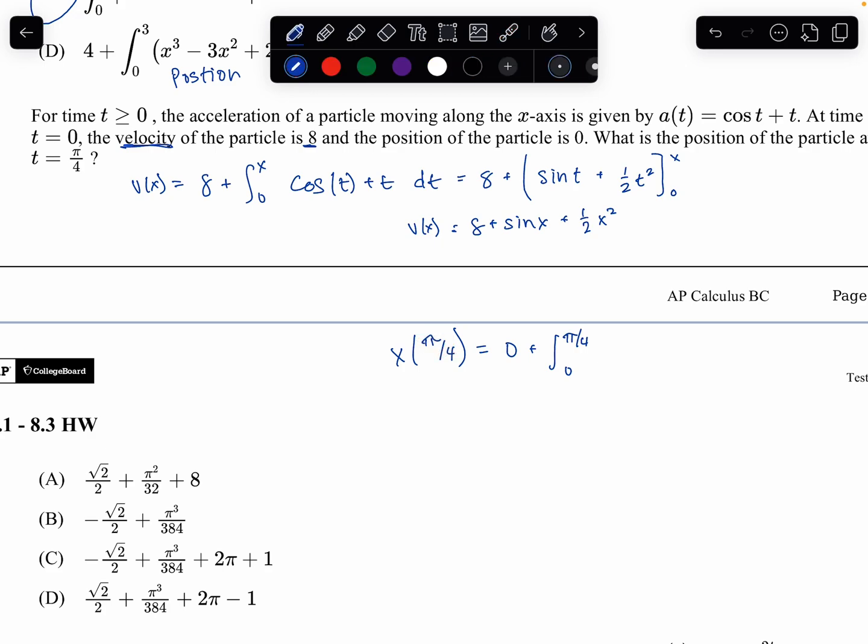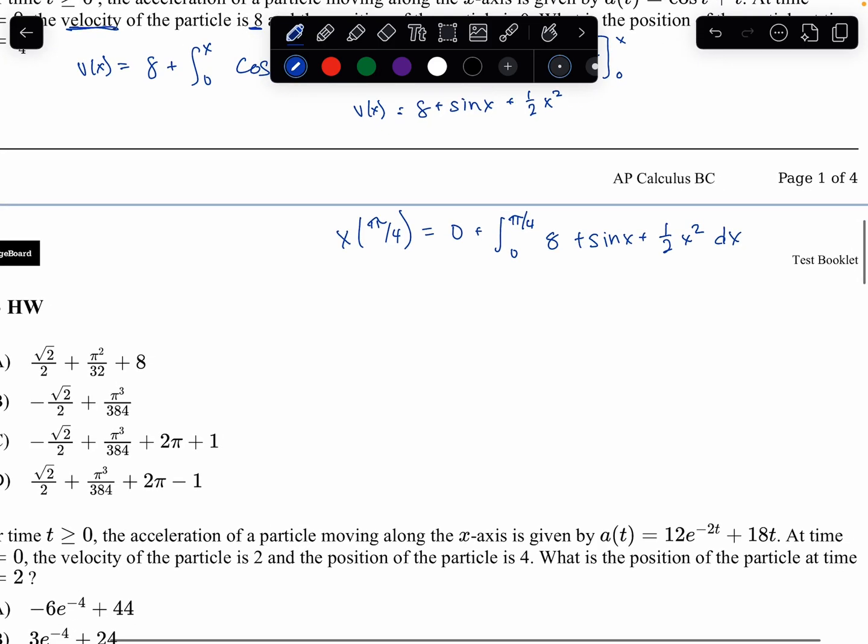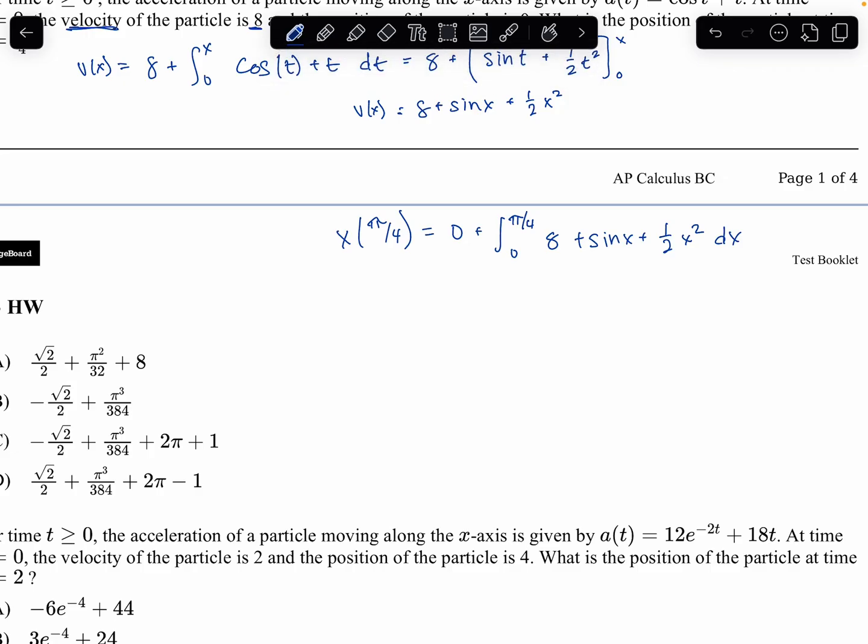So the integral from 0 to pi over 4 of 8 plus sine of x plus 1/2 x squared dx. Okay, so let's try this one out. And that's going to be equal to 8x. I think we're going to do minus cosine of x plus 1/6 x to the third from 0 to pi over 4.